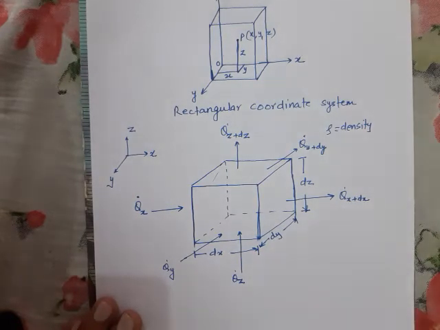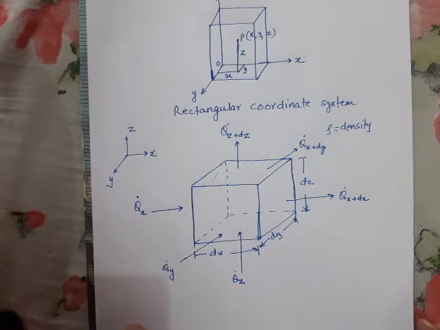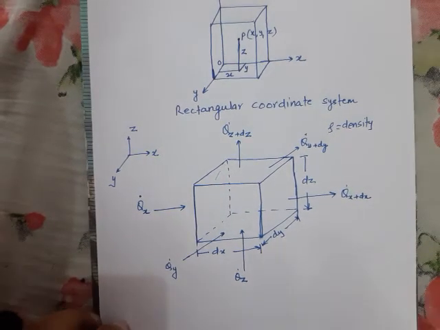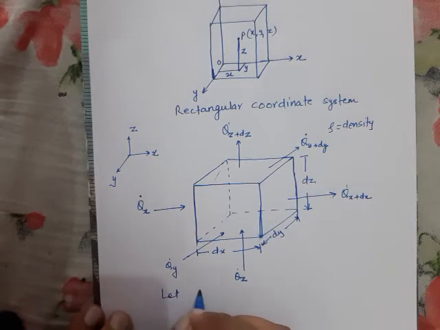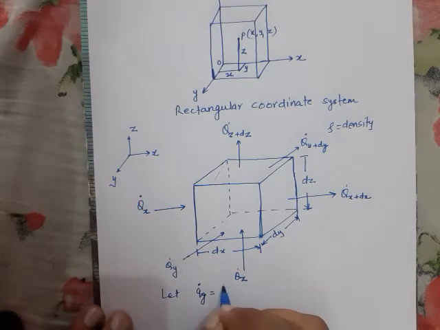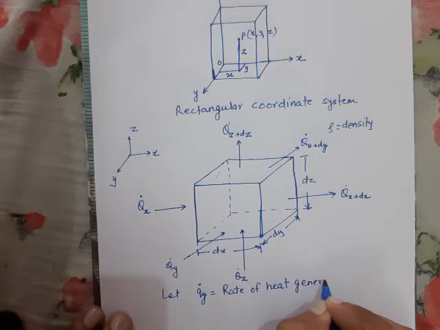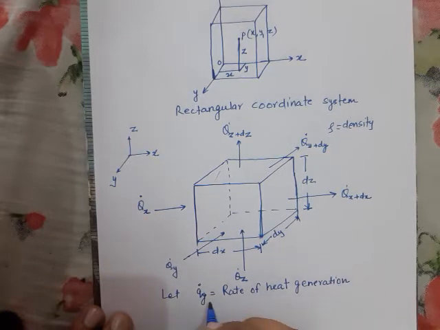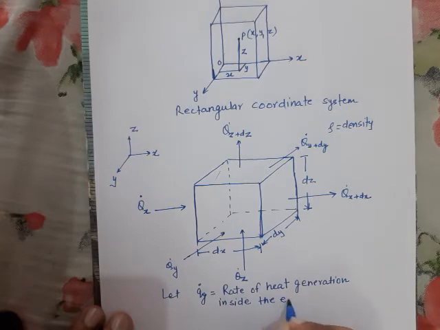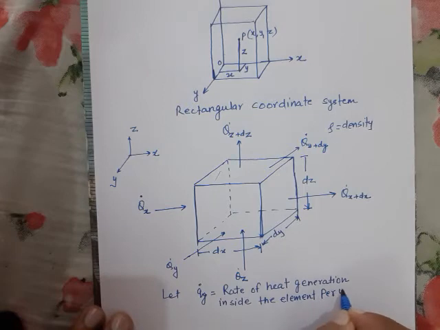Now please note, very important point. Now let us define one more term. Let q dot g be equal to the rate of heat generation inside the element per unit volume.